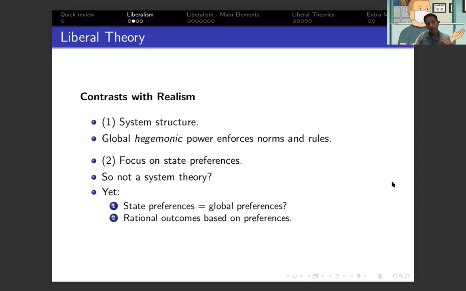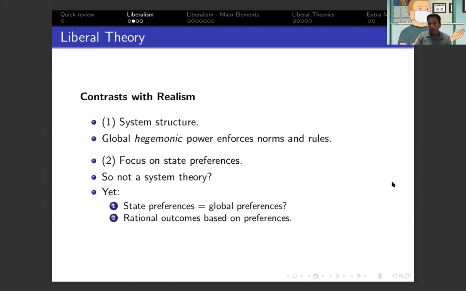But first, this kind of argument can lead critics of liberal theory to argue, well, if state behavior in the international system is based on factors which are within the state, because state preferences are internal, then it's not really a system-level theory. It's not a system type theory, like all the theories we've talked about so far.